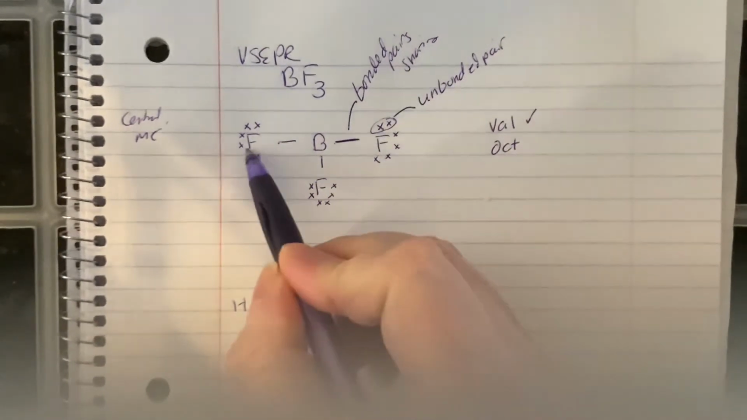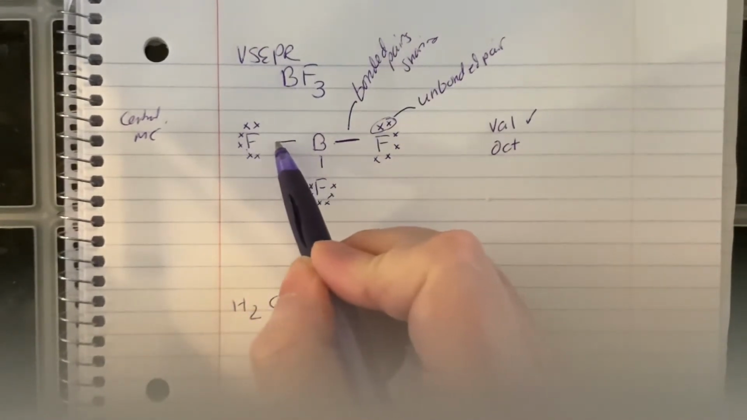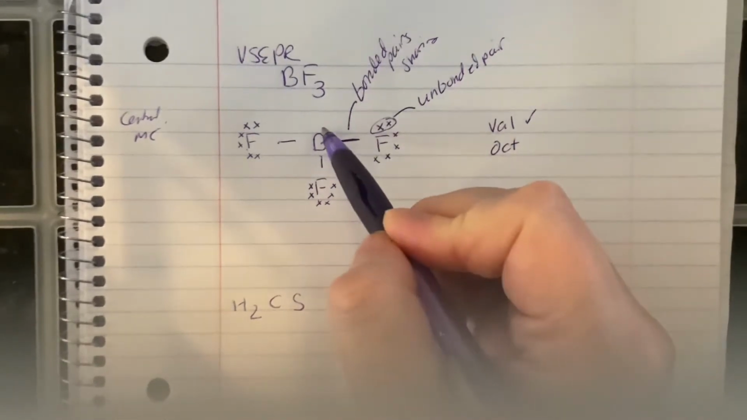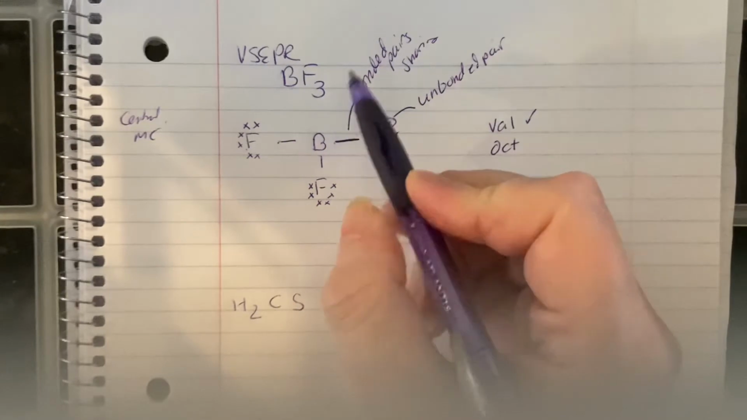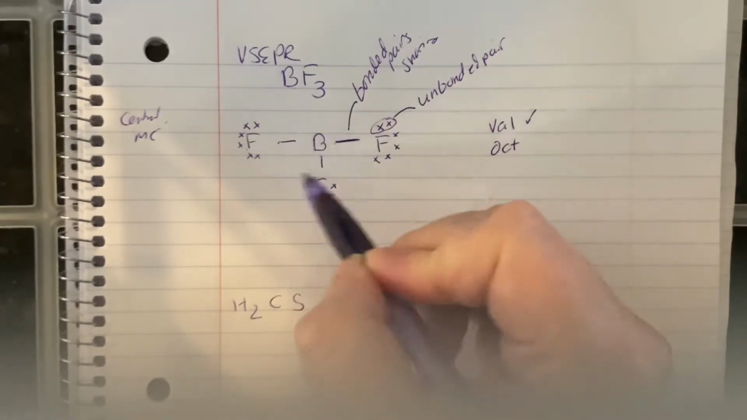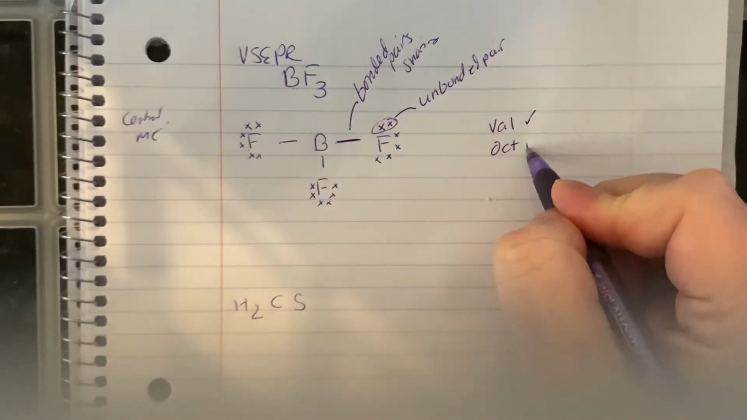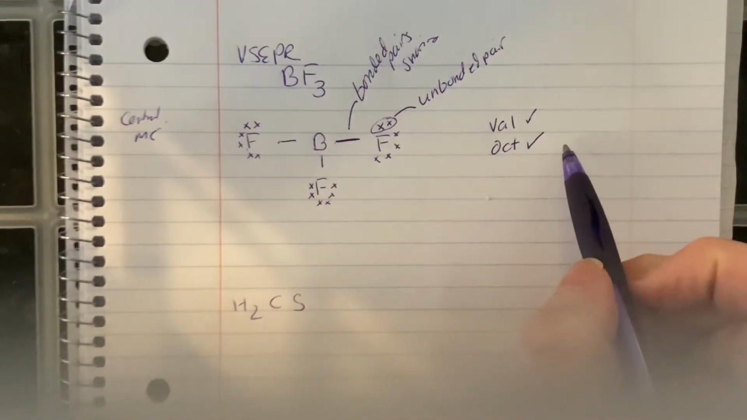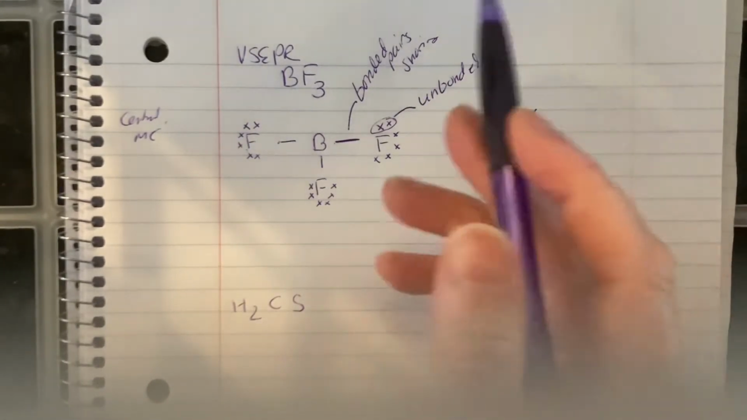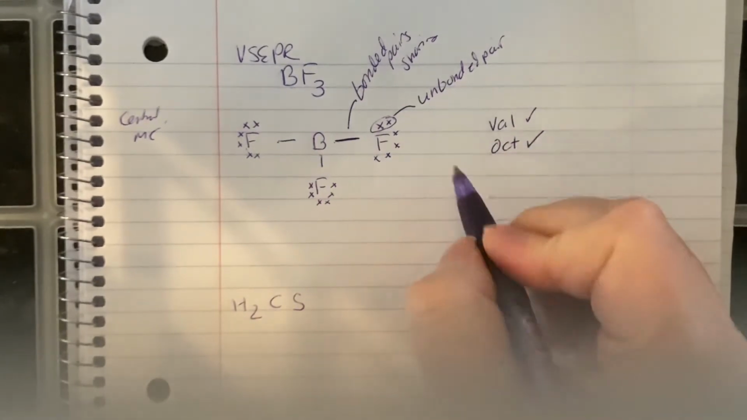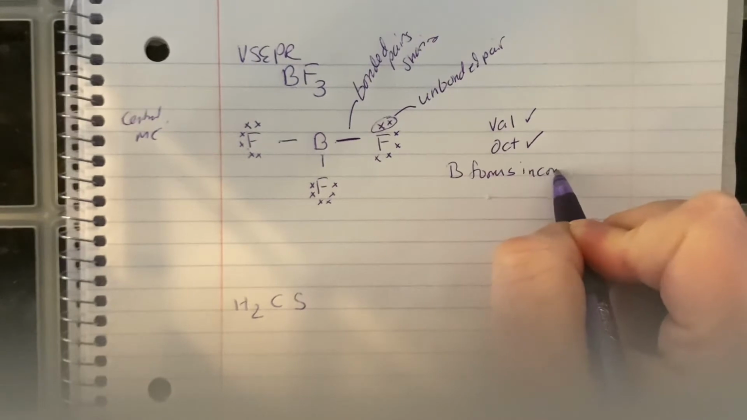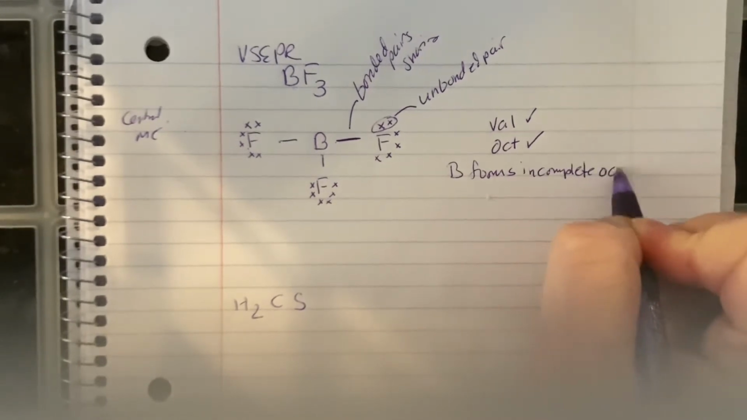Now, the fluorines met the octet rule, but boron didn't. Boron has 2, 4, 6. That's because boron doesn't have another electron to form another bond, so it's actually happy with just 3 bonds. So even though it's not a true octet, the structure meets what it needs to meet. Just boron forms incomplete octets.